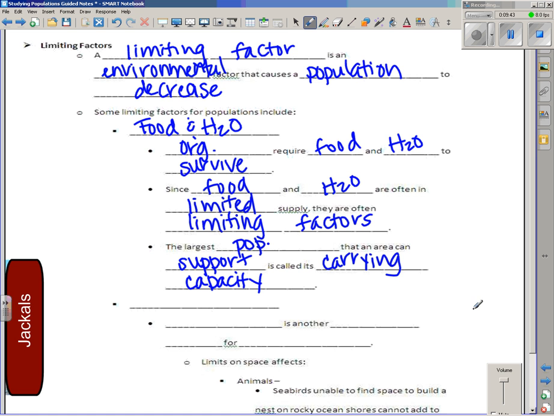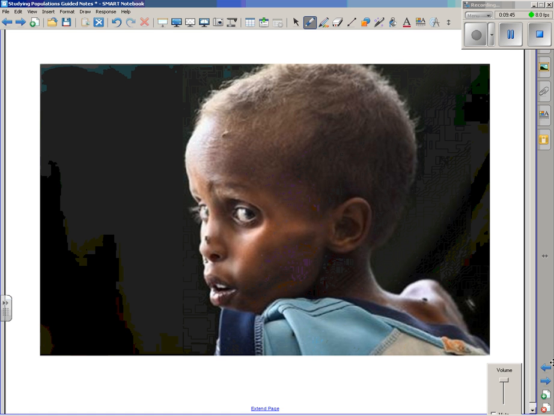So you can see in this picture shows a child that lives in Somalia. And in Somalia, there's not a lot of abiotic and biotic resources to go around for the amount of people that live in that population. And so people are starving in that country because there's not enough for everybody. There's not enough water, there's not enough food. Those are abiotic and biotic resources that you need to survive. And so because there's not enough, then the population is going to decline.